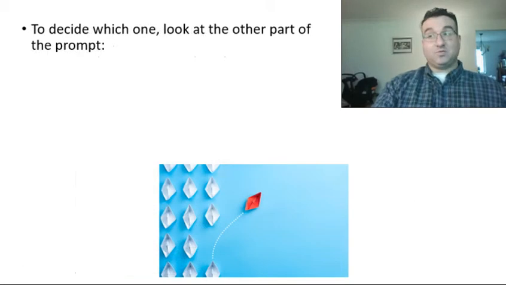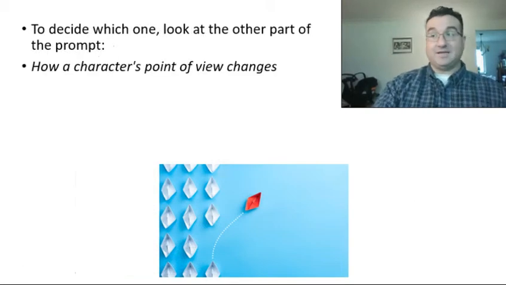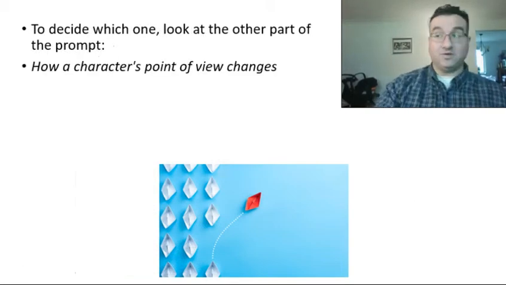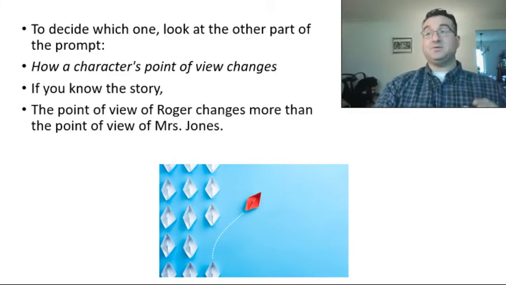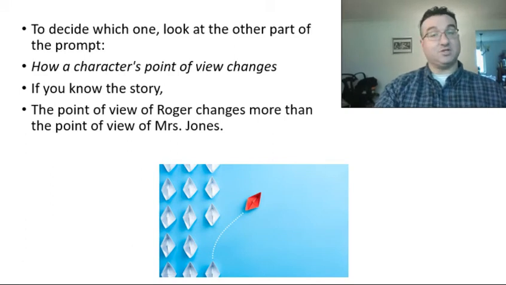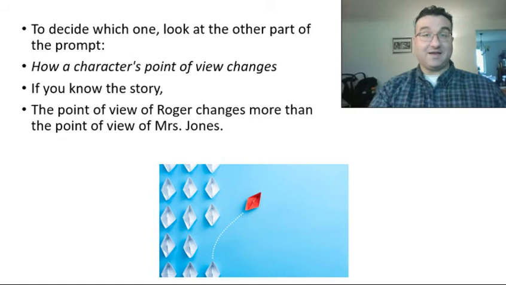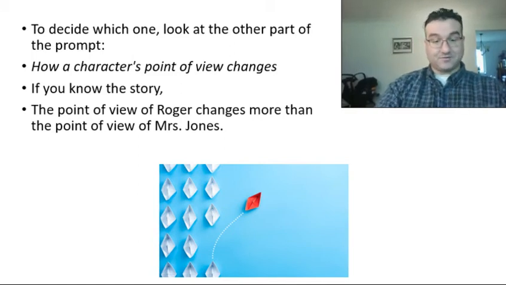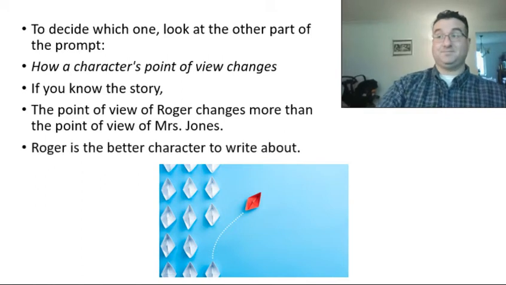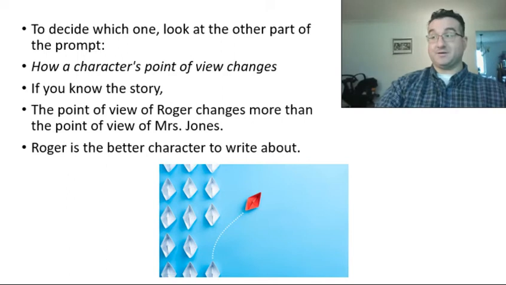So to decide which one, we can look at the writing prompt, and it asks, how does a character's point of view change? If you know the story, you understand that the point of view of Roger changes more than the point of view of Mrs. Jones. So that helps us identify and answer that Roger's the one we want to focus on. So we have the character of Roger and his point of view and how it changes. Roger's the better character to write about.